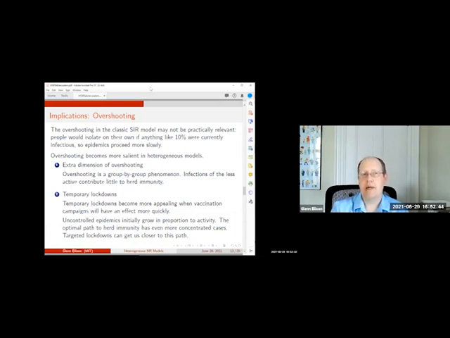If you have vaccines coming, you really want to lock down until the vaccines can take effect. If the vaccines are going to take effect quickly, for instance, if you only needed to vaccinate 15%, you could do that much more quickly, and the lockdown would then be more justified. And then also, uncontrolled epidemics grow in proportion to activity. That is putting cases in the low activity groups. You want things more targeted than that. Temporary lockdowns can keep cases down in those low activity groups and prevent the overshooting.